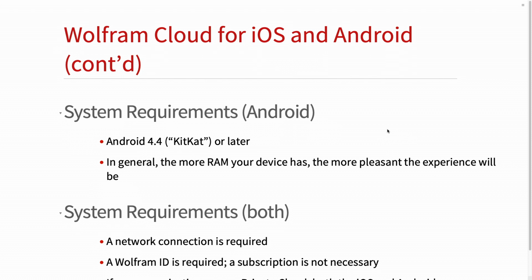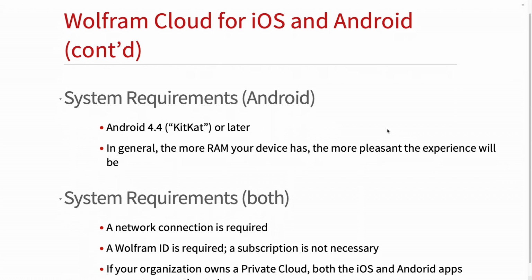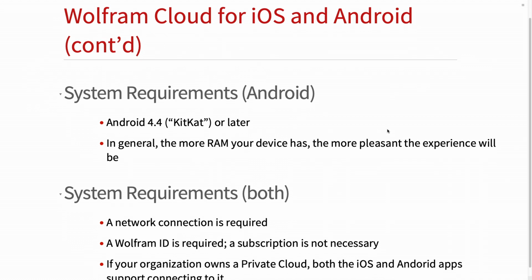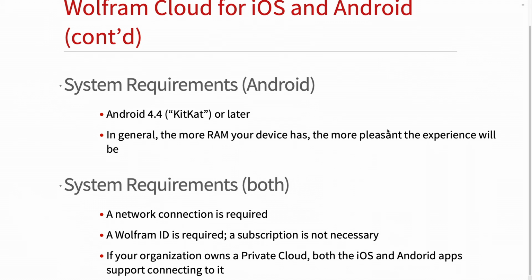On Android, it also requires KitKat. On both iOS and Android, the Cloud app takes a lot of memory. So in general, the more physical memory that your device has, the more pleasant the experience you will have. You'll be able to open larger notebooks with it. And a network connection is required. You also need a Wolfram ID. Those are free. You do not need a subscription to use the Cloud app.